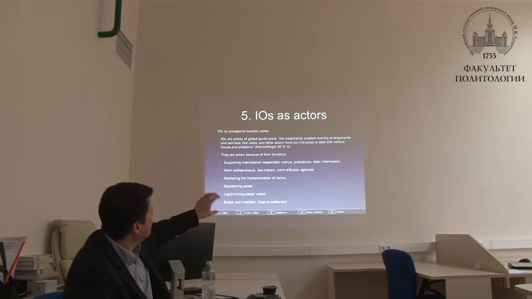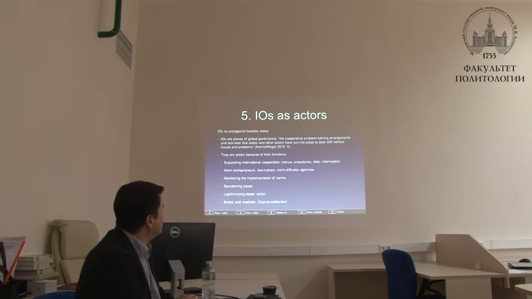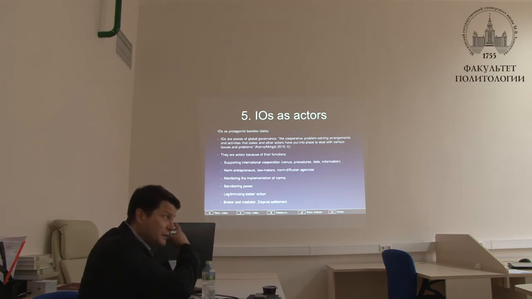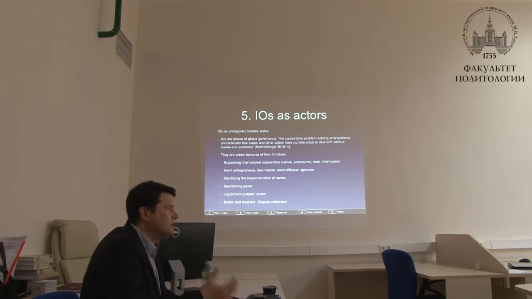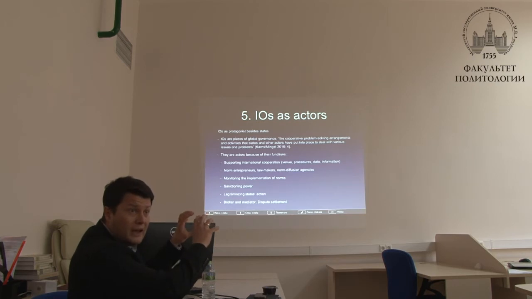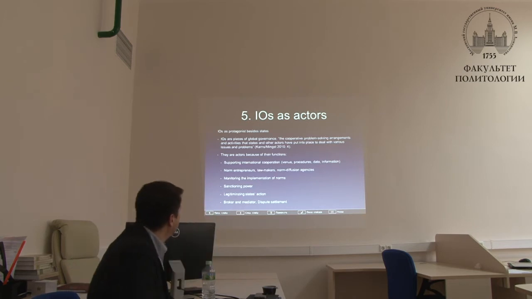And they can act in various ways. For example, they can support international cooperation. This is something that we find already in the liberal school. By offering a venue, by offering the procedures, the data, the information, the decision-making rules, and so on and so forth. This is one way how international organizations can act, so to speak, as they offer certain things for cooperation.